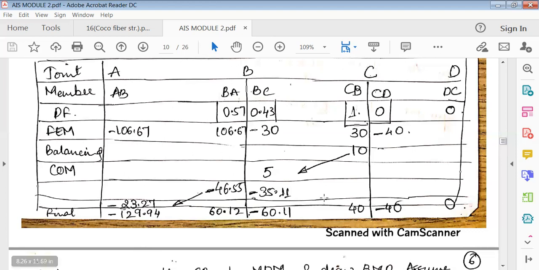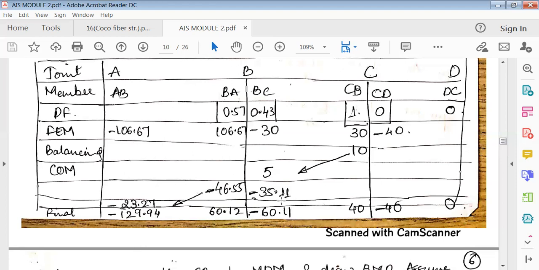Okay, so finally, in the final moments add all of these. So this is minus 106.67 minus 23.27, so it's minus 29.94. That's at joint A, that is in member AB. Next, similarly at B, add both of these complete in the column. So it is one way, it is 60.12. In this portion it is minus 30 plus 5, minus 35. So this is again minus 60.11, and here it is plus 40 minus 40, and it is 0.